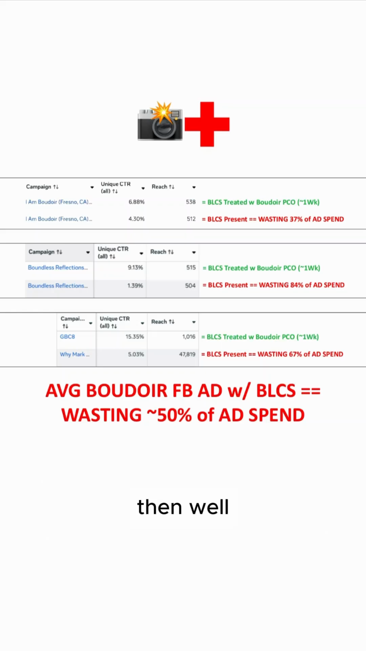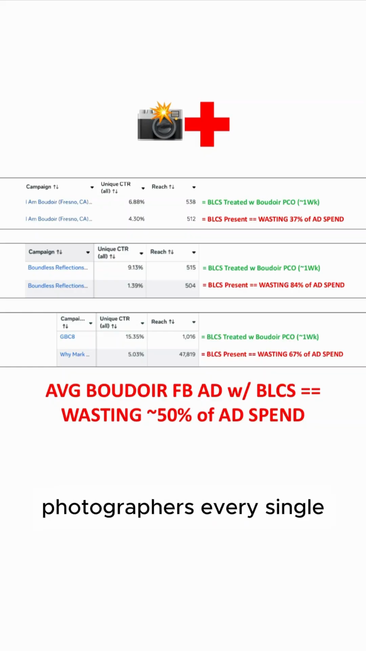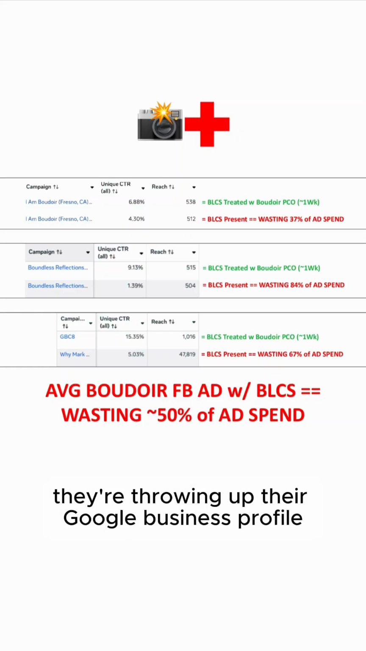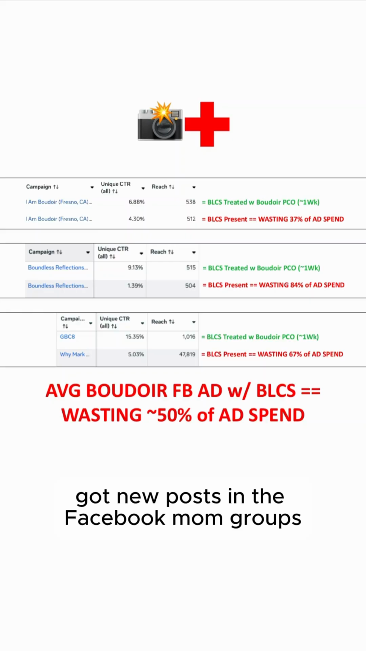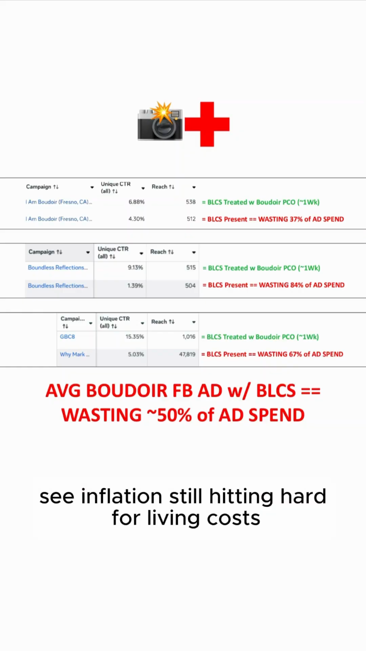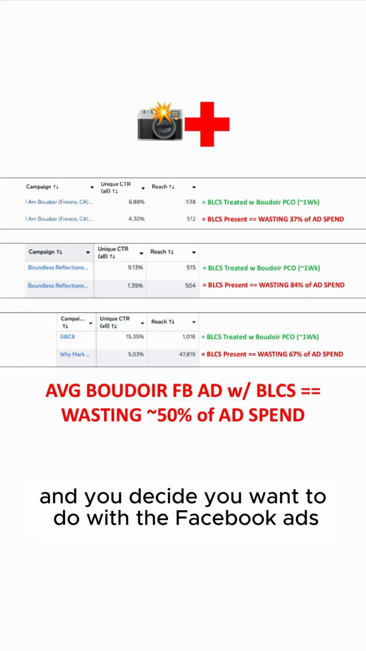Then, well, because you're looking around the marketplace, it's getting more and more saturated with boudoir photographers every single day. Seems like someone gets a new iPhone, they're throwing up their Google business profile saying they offer boudoir, or if they get a new camera, got new posts in the Facebook mom groups saying they offer boudoir, and we're seeing inflation still hitting hard for living costs, so we want to pull some money out somewhere. You decide you want to do it with Facebook ads.